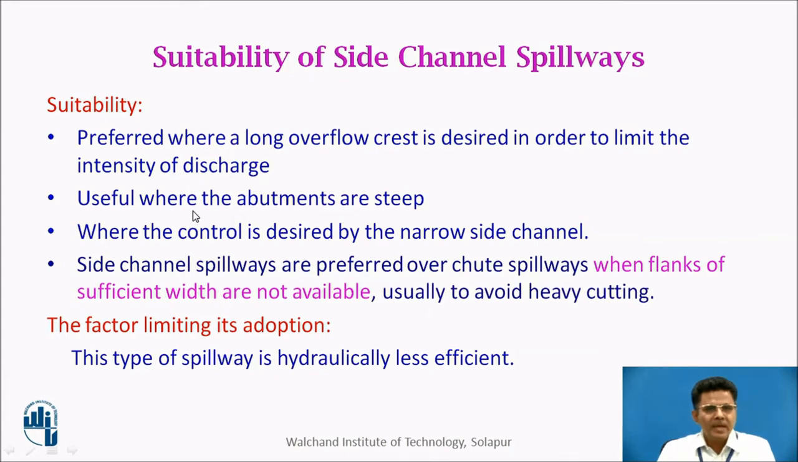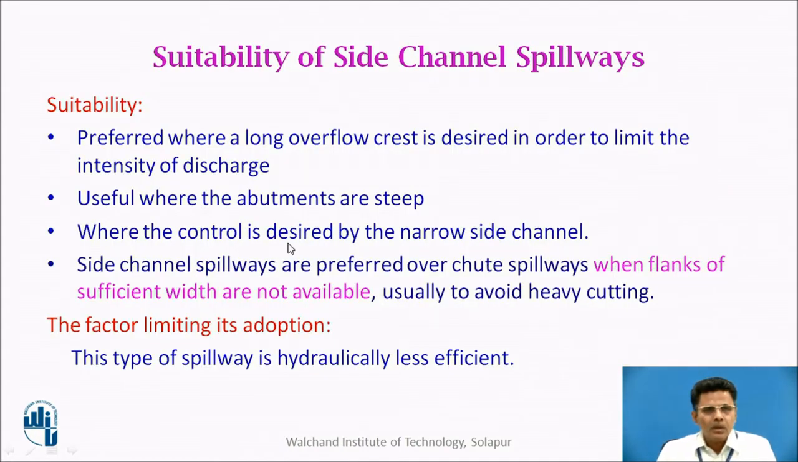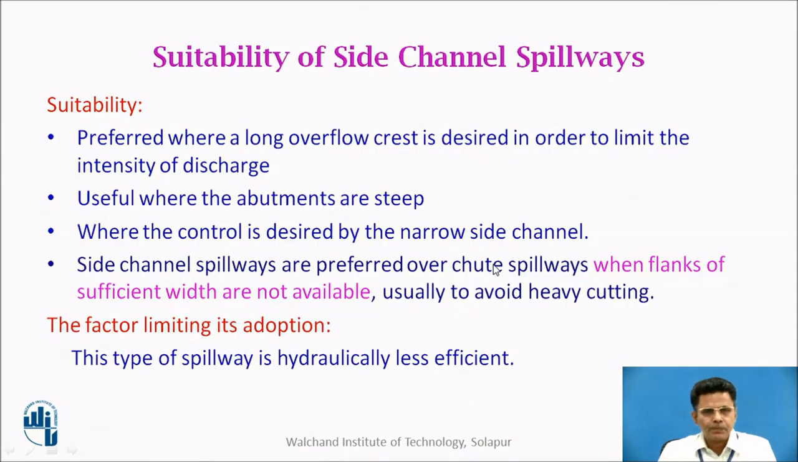It is useful where abutments are steep. Just see, the abutments are steep. It is also useful where the control is desired by a narrow side channel. Just see, water is passed through a narrow side channel. Side channel spillways are preferred over chute spillways when flanks of sufficient width are not available, usually to avoid heavy cutting.